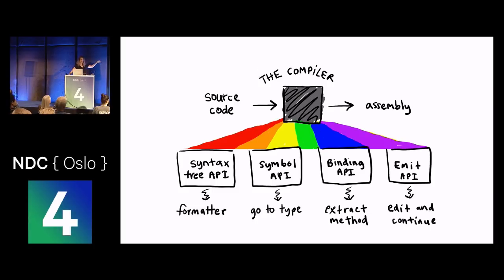So the syntax tree API is a high fidelity representation of your source code. That's how you write formatting tools, because white space matters in formatting. The symbol APIs are where you want more semantic related things, like if you want to navigate to types or members. The binding API lets you do things like extract method, and then the emit API, which if you truly want to do some crazy stuff, you can use that. That's what edit and continue, for example, is built on today. So that's an overview of what APIs we have. Now let's dig into the first 2, because those are the 2 that we'll be using today.